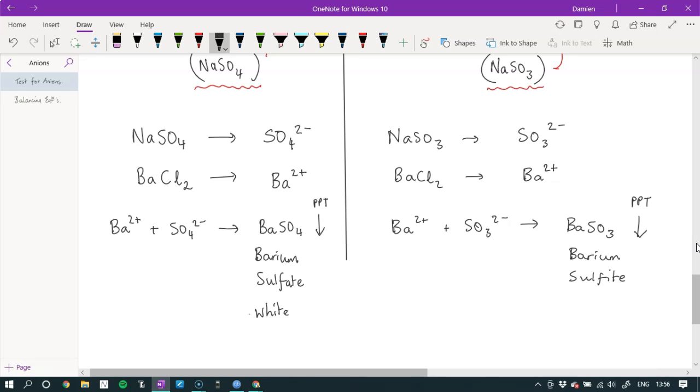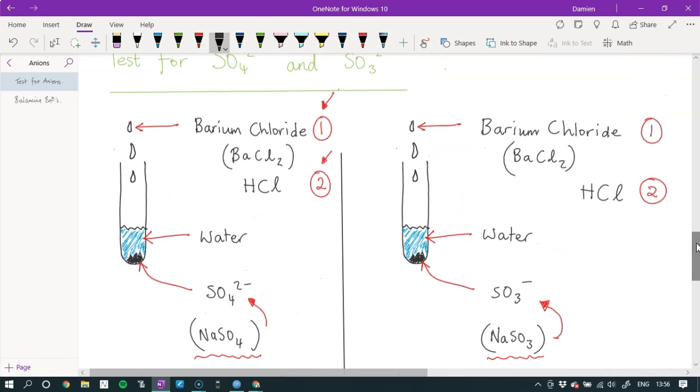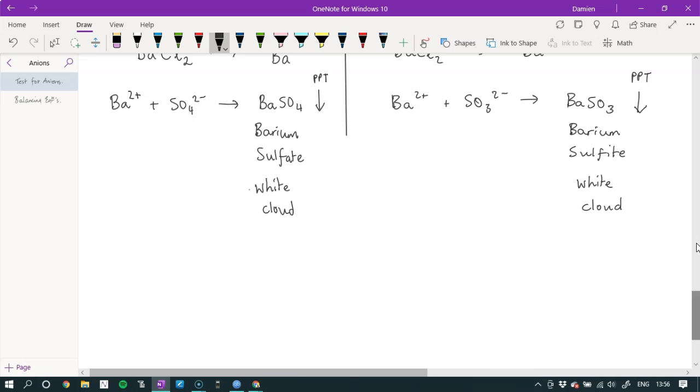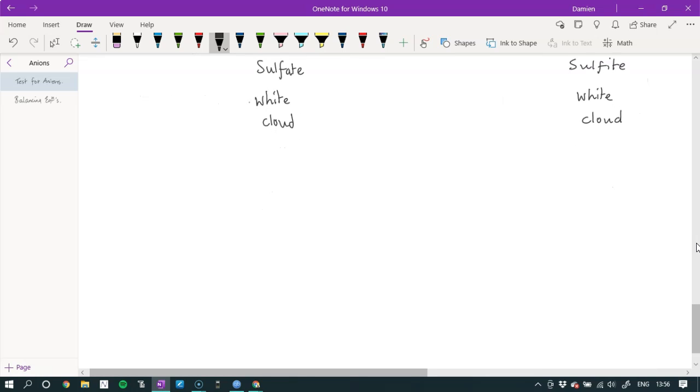So the problem with a white cloudy substance in one tube and the other tube is, how do you tell the difference between the two? If both of them are white cloudy substances, how do you know which one is the sulfate and which one is the sulfite? Well, that's where the next addition comes in, which is HCl. So we can see there the second addition is going to be HCl. So let's have a look at that.